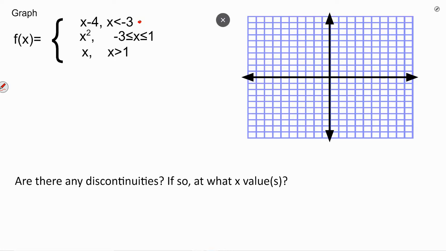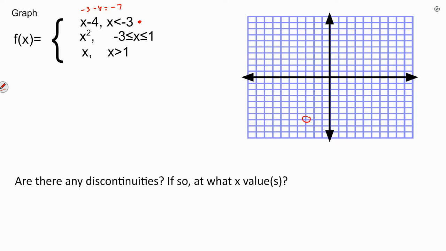I'm going to plug in -3. -3 minus 4 gives me -7. So that's going to be -3, 1, 2, 3, 4, 5, 6, 7. And I'm going to have an open circle because -3 is not part of the domain.